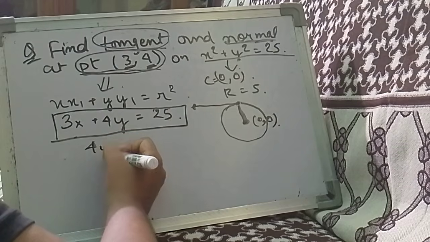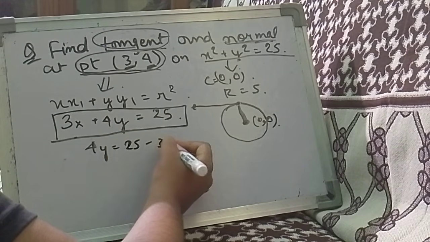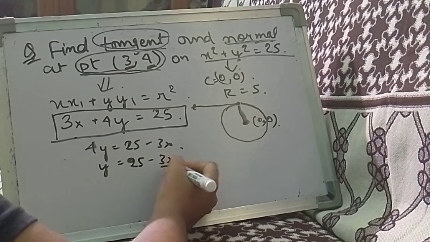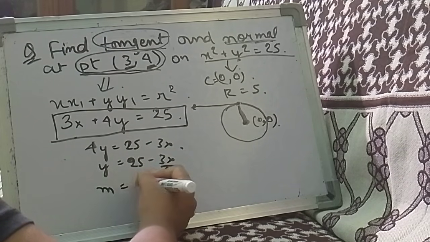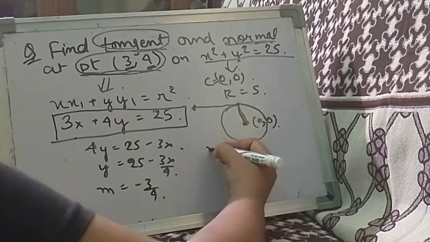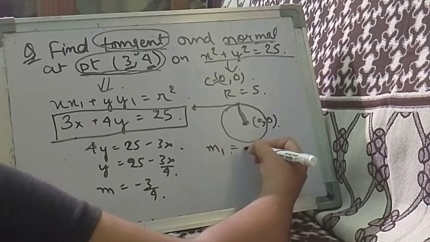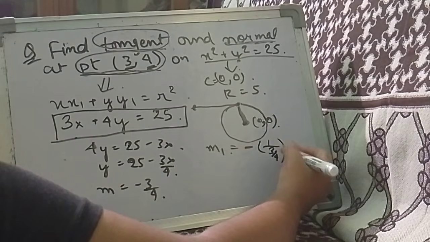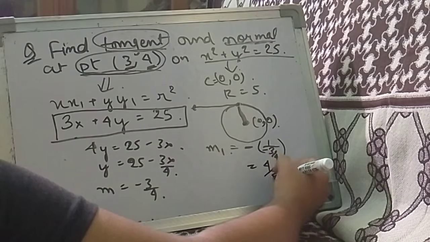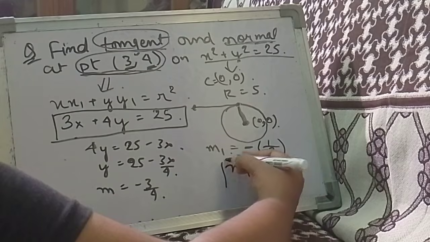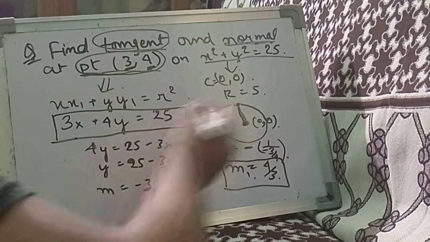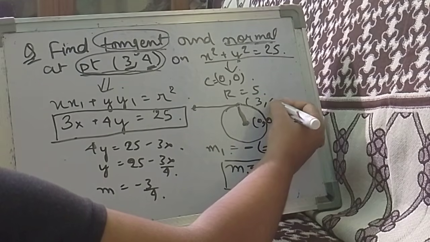That becomes 4y equals 25 minus 3x. So its slope becomes (25 minus 3x) by 4, so m is equal to minus 3 by 4. So what will be m1? That is the slope of the normal, which is equal to minus 1 by (minus 3 by 4), which becomes 4 by 3. So m1 is the slope, and this point was (3, 4).